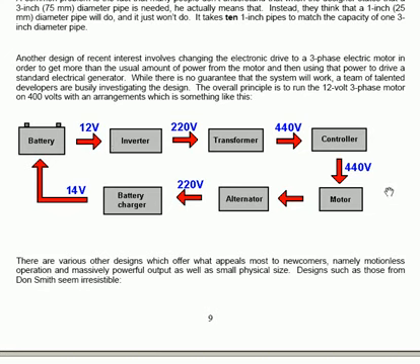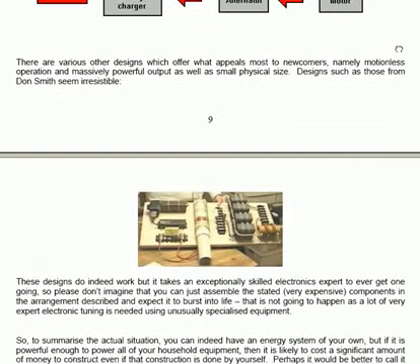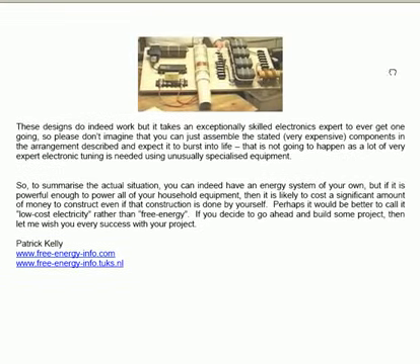These designs do indeed work, but it takes an exceptionally skilled electronics expert to ever get one going. So please don't imagine that you can just assemble the stated, very expensive components in the arrangement described and expect it to burst into life. That is not going to happen, and a lot of very expert electronic tuning is needed, using unusually specialized equipment.